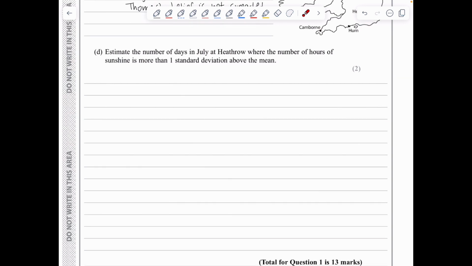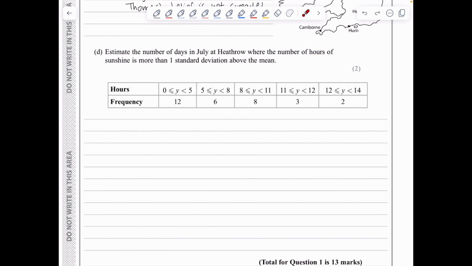In part D, we are asked to estimate the number of days in July at Heathrow where the number of hours of sunshine is more than a standard deviation above the mean. So I will start by bringing the frequency table here. I will add the cumulative frequencies. So we started at 12. 12 plus 6 is 18, plus 8 is 26, plus 3 is 29, plus 2 is 31.